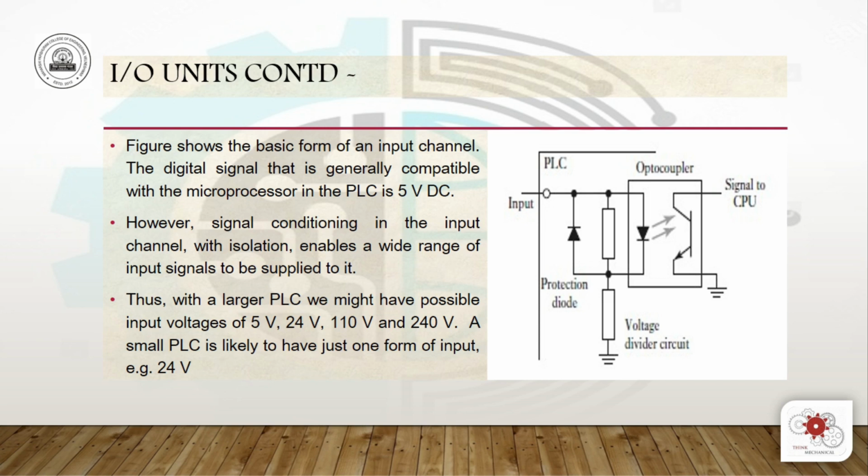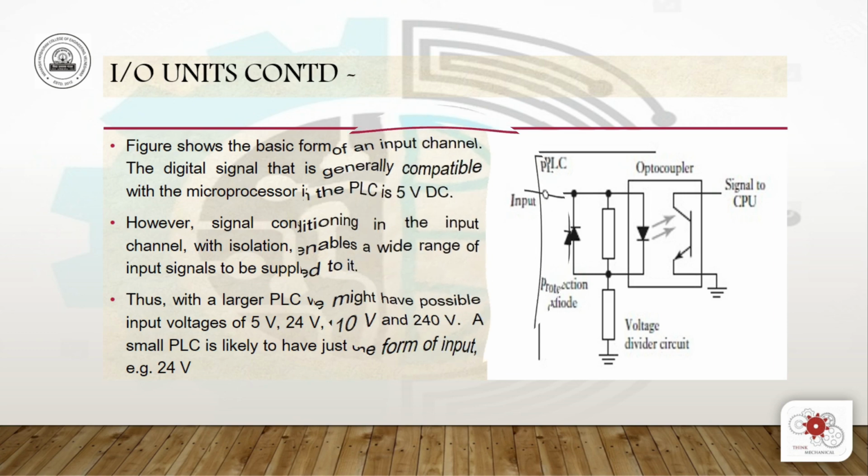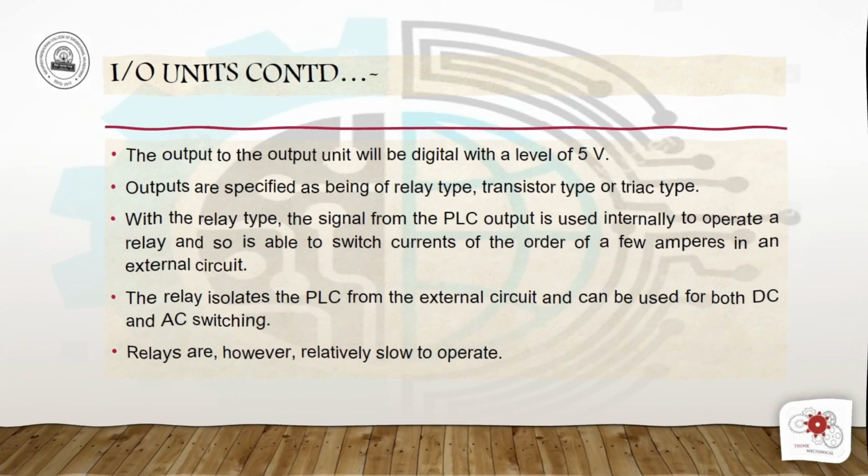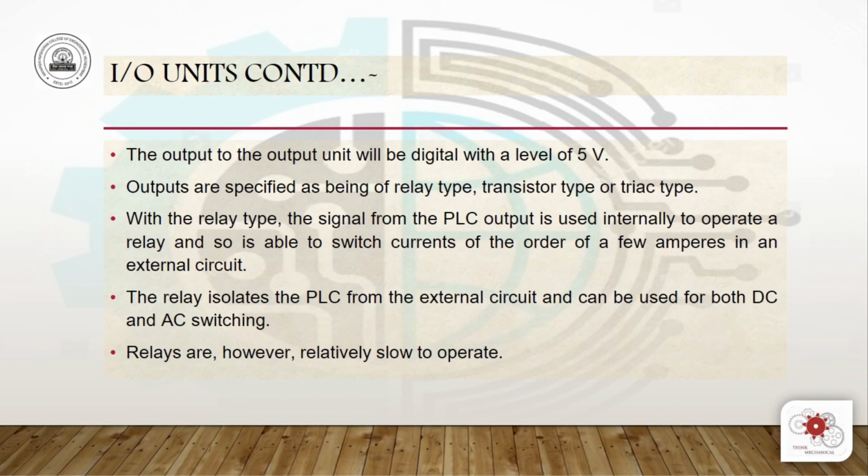And in general, for small PLCs where 300 to 1000 is the range of number of operations to be carried out, we can have only one form of input, where 24 volt is considered to be the moderate input range. Then the output of the output unit will be digital. Outputs are specified as being of relay type, transistor type or triac type.